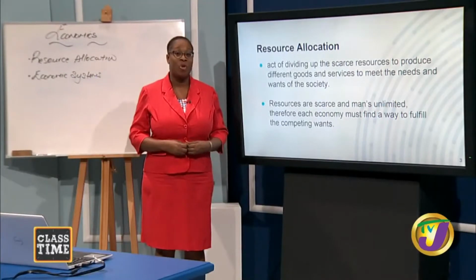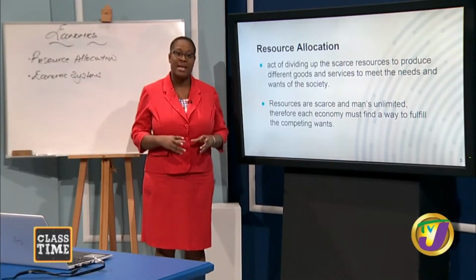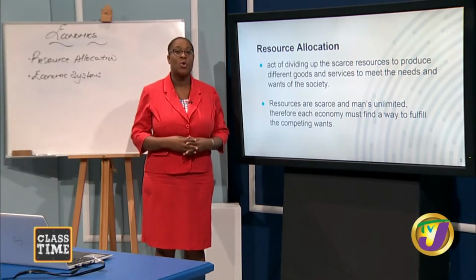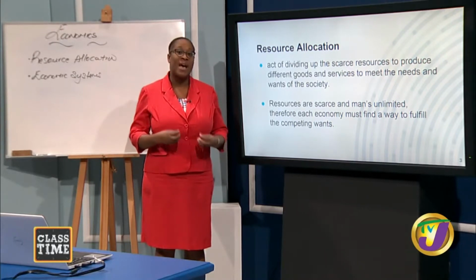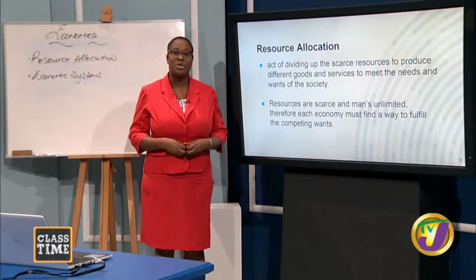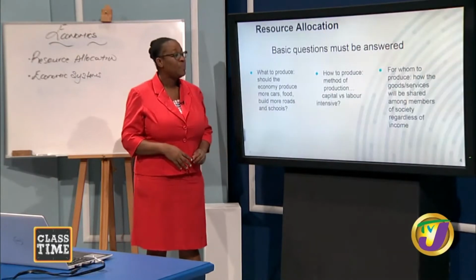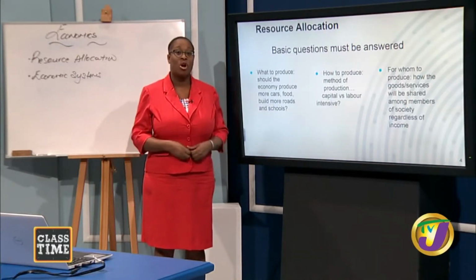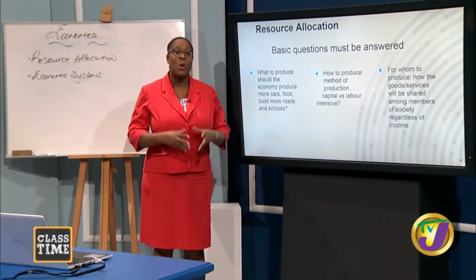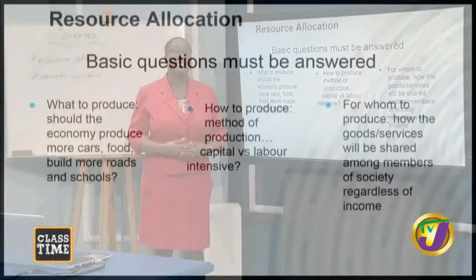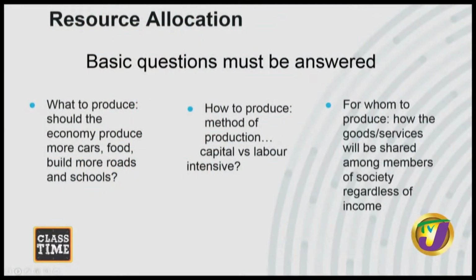Now, remember we said before that resources are scarce and the wants and the needs of the society are infinite. That means they are unlimited. And so a government, a society must decide how they are going to find a way to divide the resources that are available to meet these competing wants. Again, we have mentioned this before, but it comes into play here again. We have our resources. They are limited. And so as a society, we must answer these three basic questions.